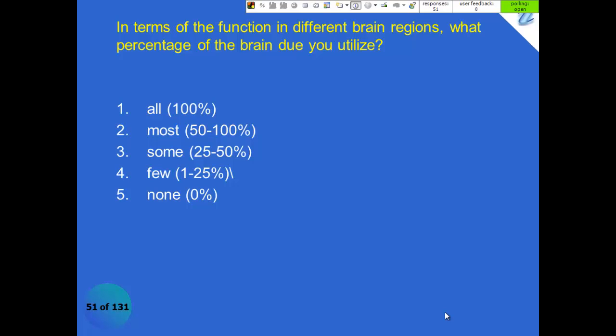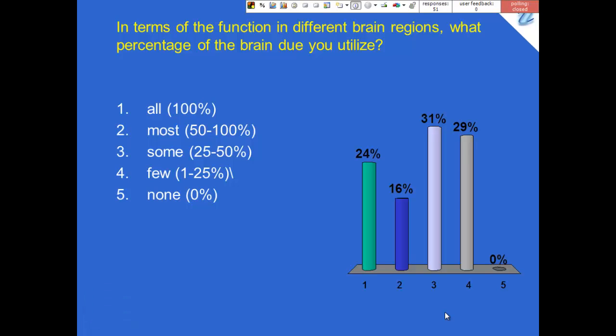That's there. All right, so your answer to this would be that, we're all over the place, right? All kinds of different answers. Most of you are at some or few. Really, the answer to this is 100%. We do use 100% of our brain. We don't use it all at once, though. Okay? We use it at different times. Even when you sleep, your brain is still active.